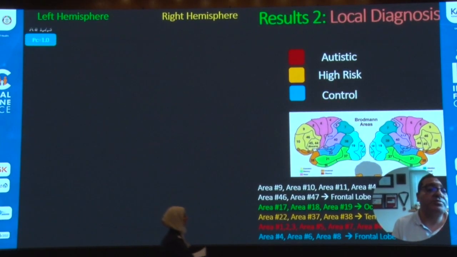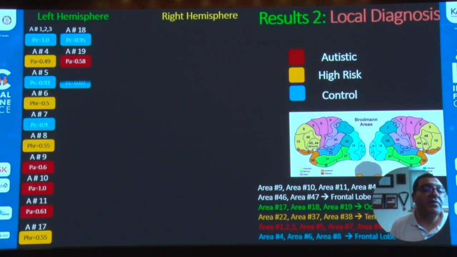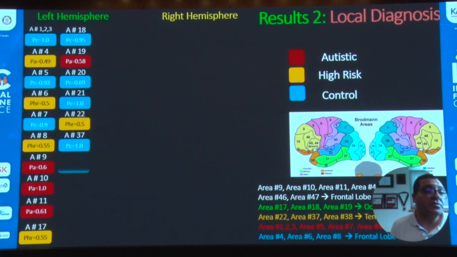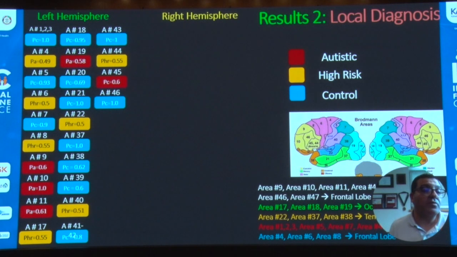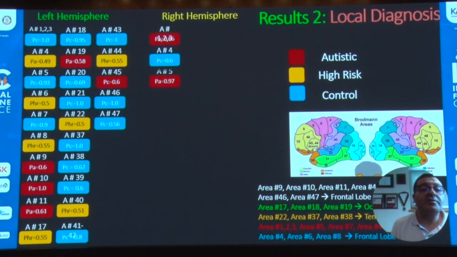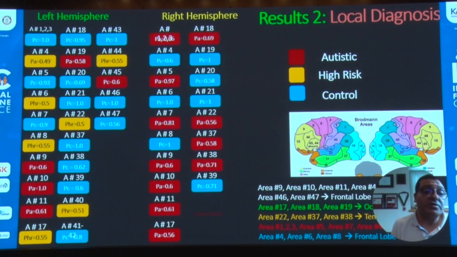Based on this, we started to use a brain atlas, and the brain atlas describes the areas, and we know the functionality of each area. This area is responsible for vision, for listening, for emotion, for memory, and we start to describe these areas. If it is blue, this area matches control. If it is red, it matches autistic. If it is yellow, it is borderline.